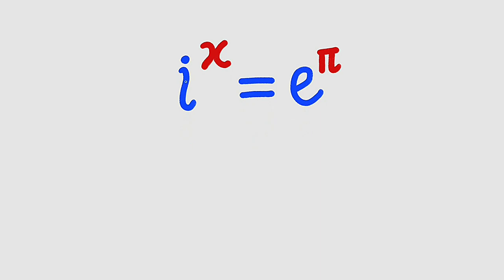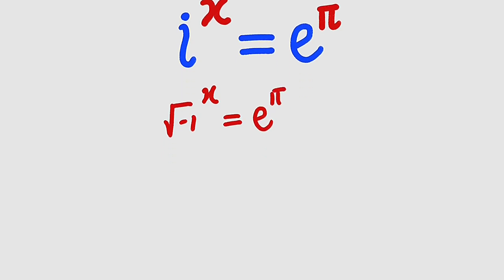First of all, you should know that i is the same thing as the square root of negative 1. So instead of i, we are going to replace it with the square root of negative 1. So we have the square root of negative 1 raised to the power of x, and the right hand side remains the same, e to the pi.